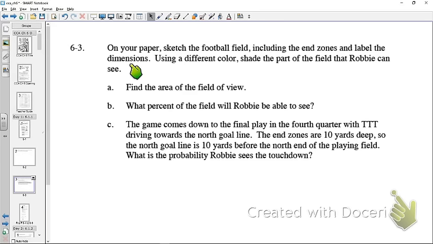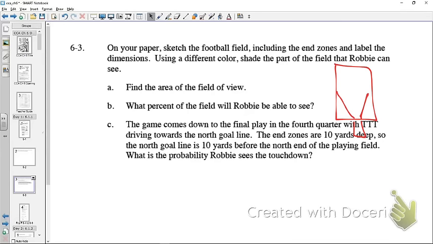All right. So on paper it says sketch the football field including the end zones and label the dimensions using a different color. Shade the part of the field that Robbie can see. In other words, you're going to have a trapezoid, right? Because if you kind of understand how to view something, he's going to be able to see, right? If this is a bad drawing, but if the tube is here, he's going to be able to see like a certain amount. This is not accurate by any means, but this is how much he can see, right?